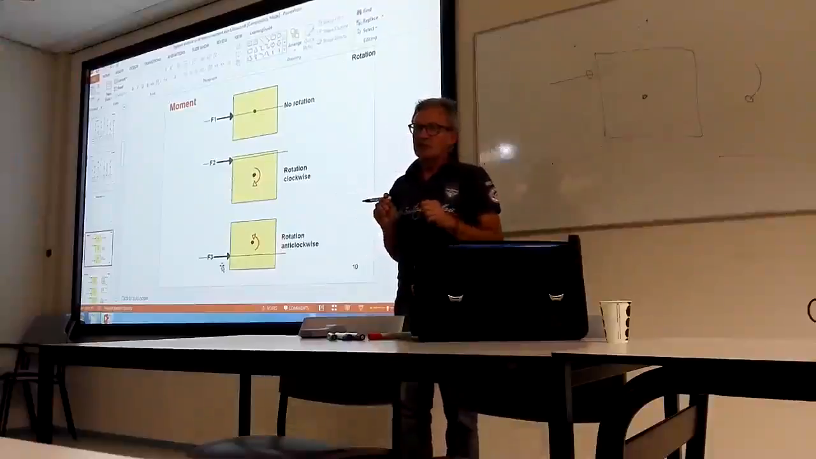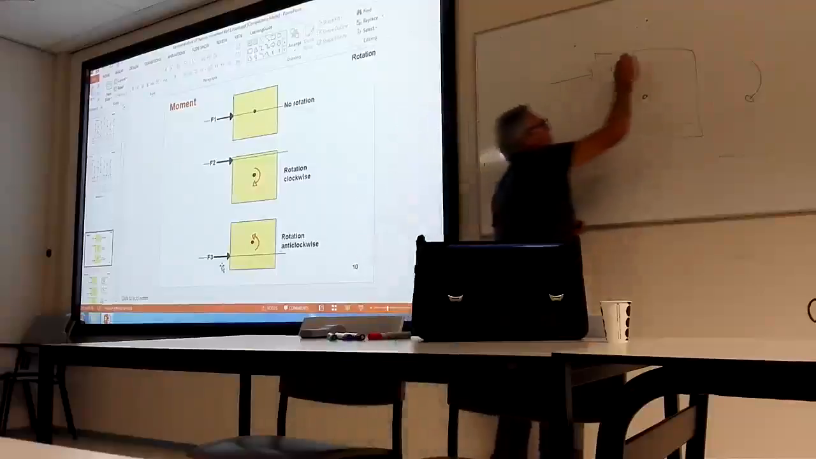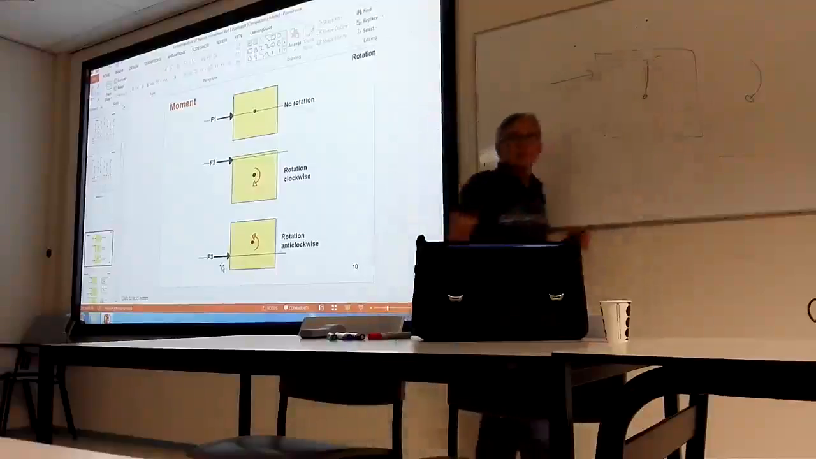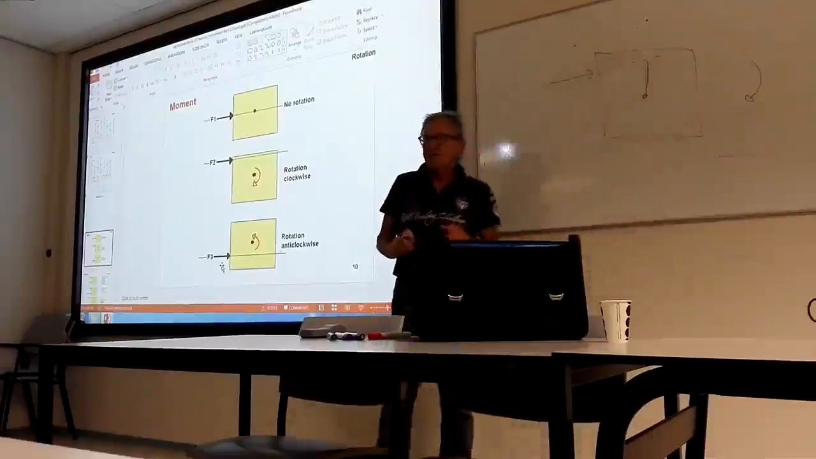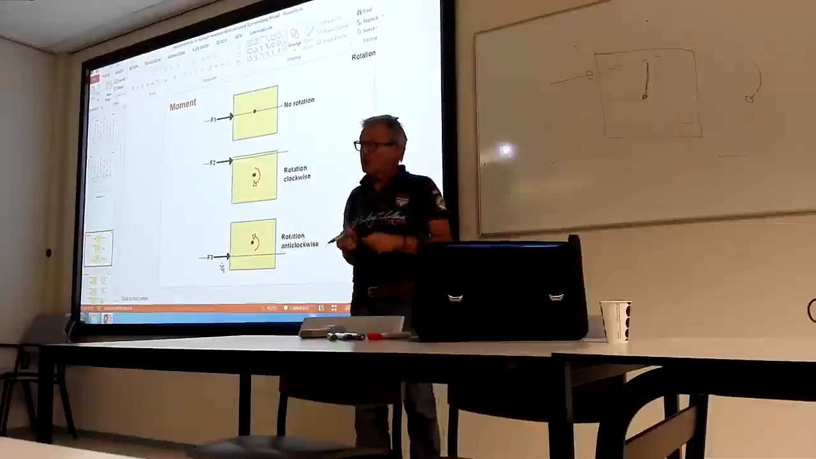It's coming from the left and it's on the top corner. It's coming from here and it has a lever arm. What is the lever arm? The lever arm is the shortest distance from the action line of the force to the axis.